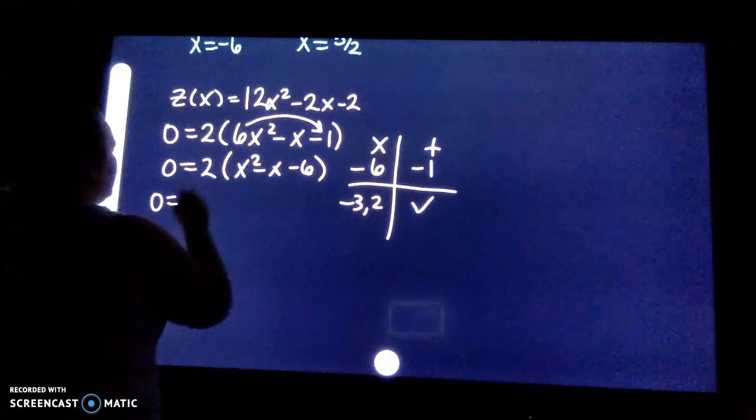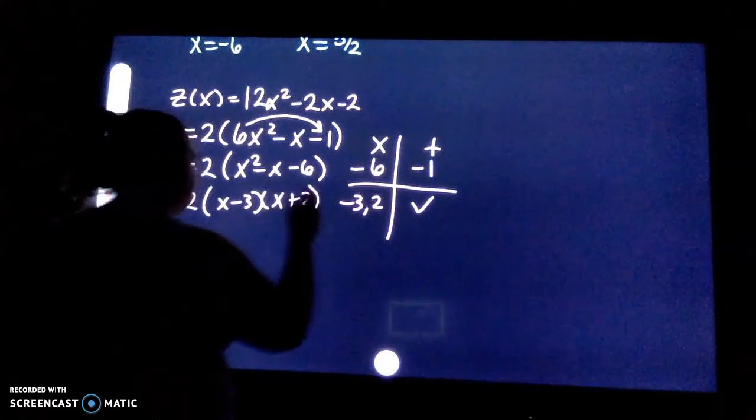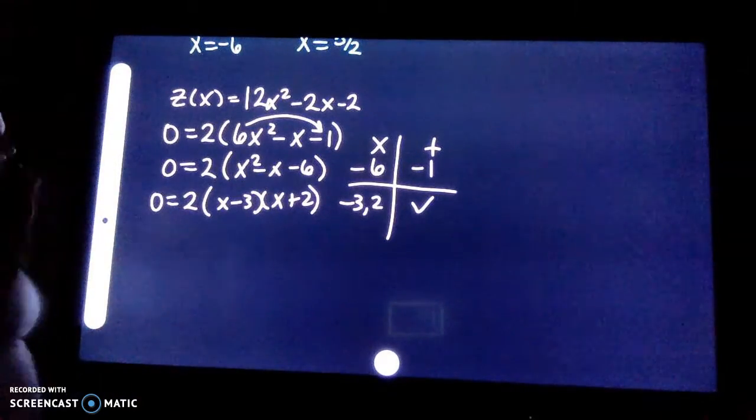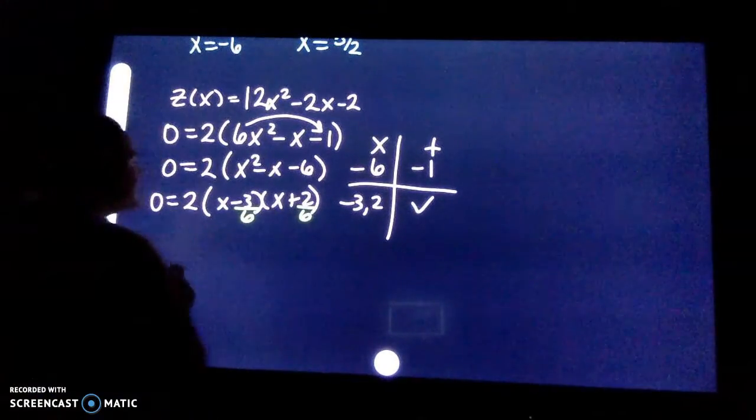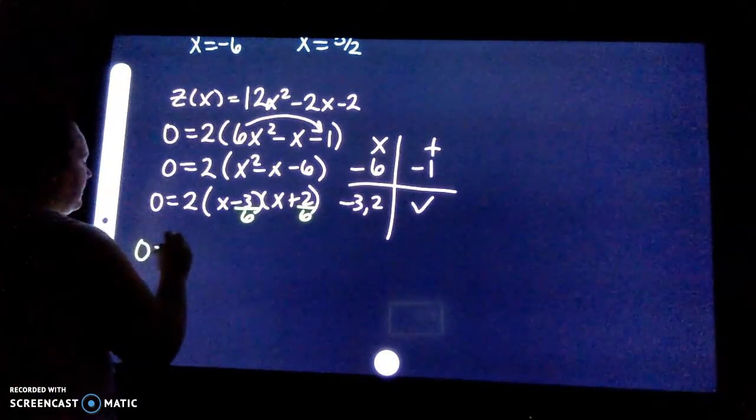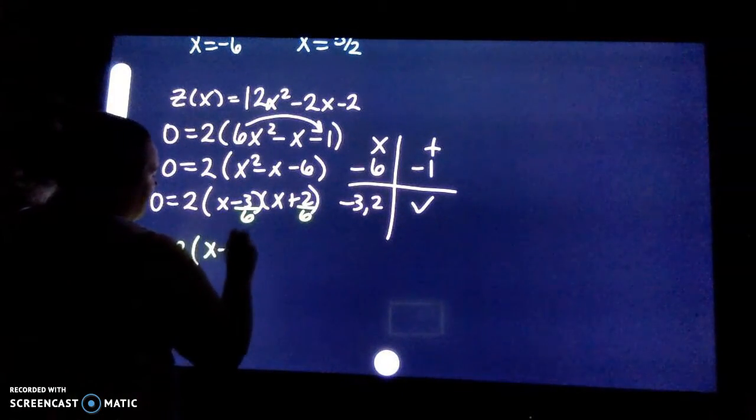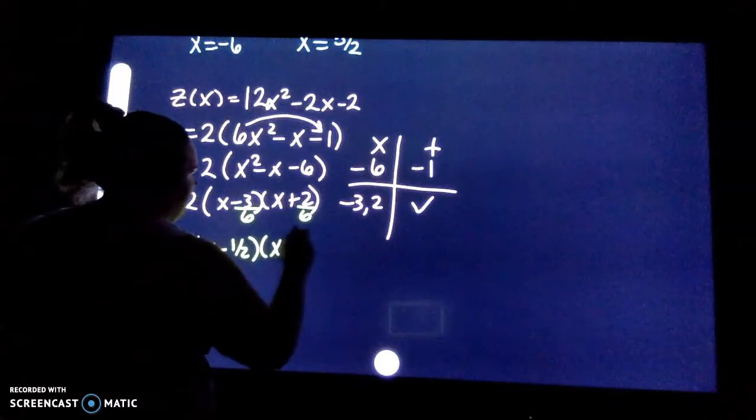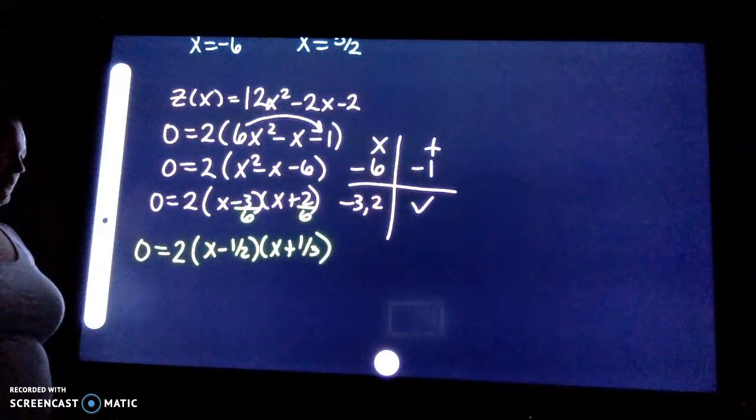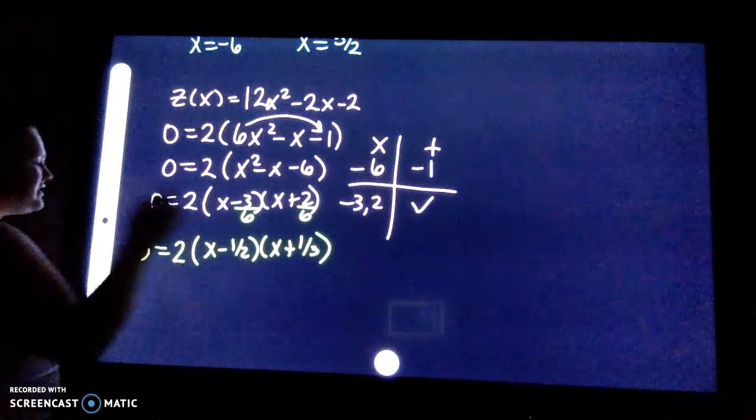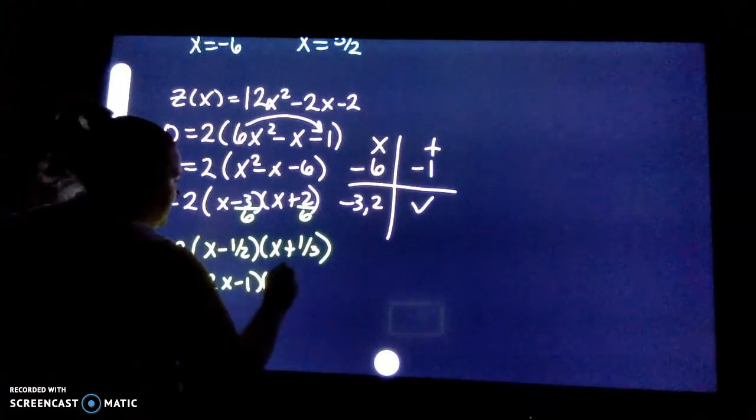So now I have 0 equals 2 times x minus 3, x plus 2, but wait, I rainbowed, so now I have to unrainbow. I'm going to divide a 6 out of both of these factors that I just got. If it doesn't reduce, I kick the denominator over with my variable. On both of these, it will not go to a whole number, so I reduce the fractions, and I'm still going to kick those denominators over with my variables.